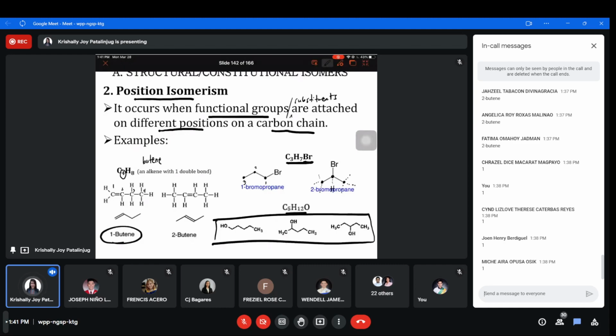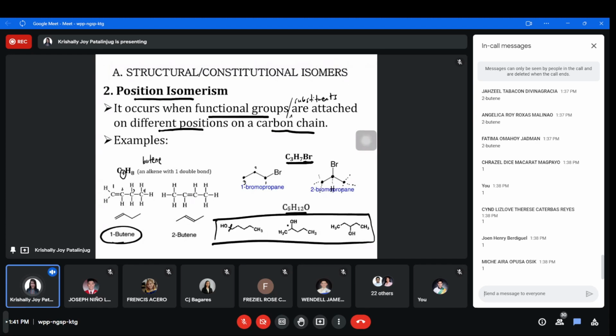What is a chain isomer? What is a position isomer? Okay, so kung titingnan niyo yung set of structures, lahat sila merong alcohol. Alcohol group, OH. Di ba? Merong OH dito sa carbon 1, dito sa carbon 2. Ito naman may OH sa carbon 3. Okay? So you will observe different lang yung position ng functional group alcohol. So this is an example of position isomerism.